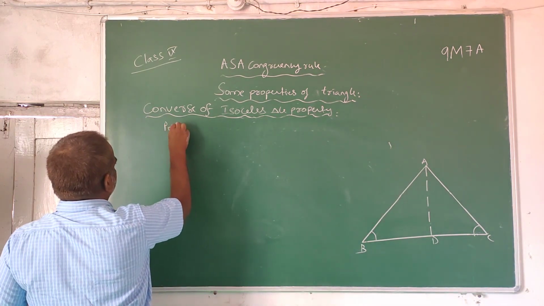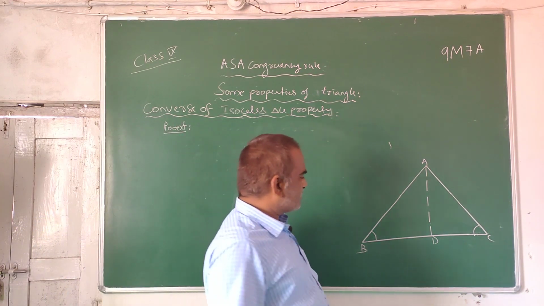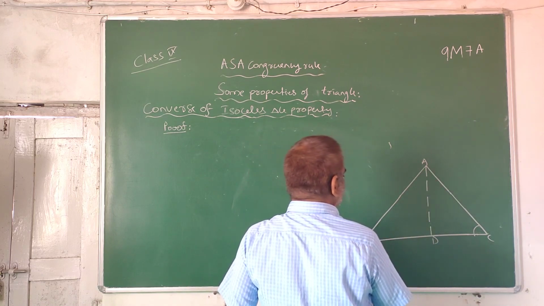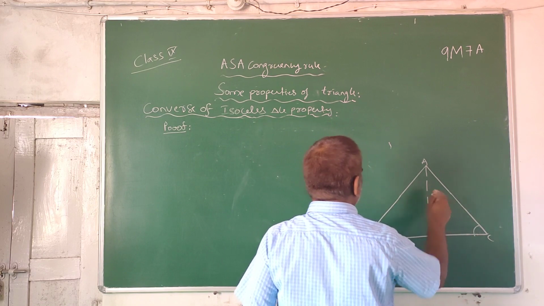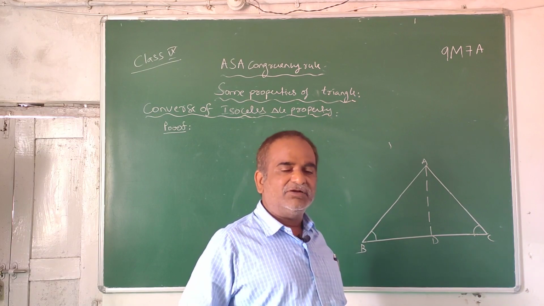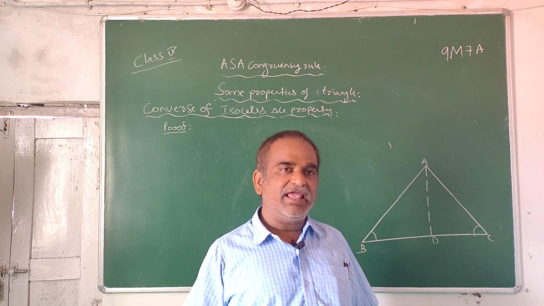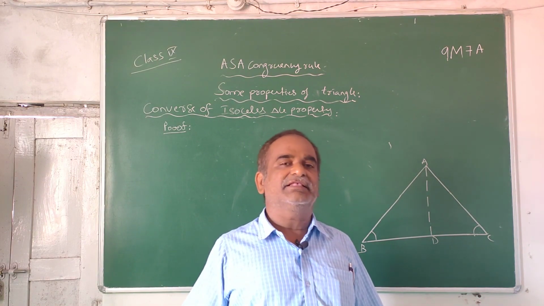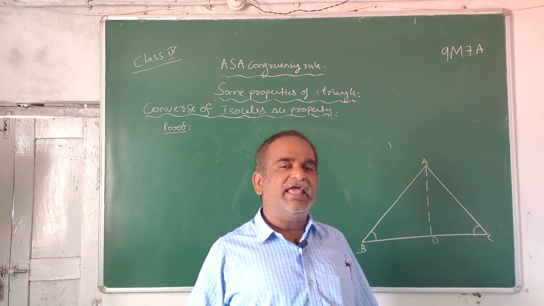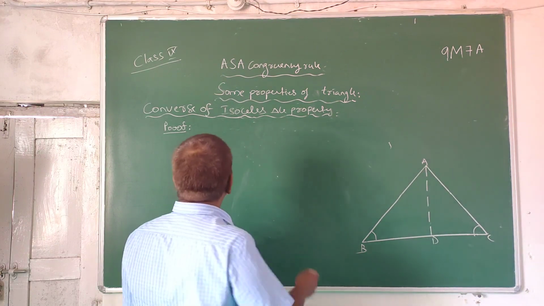Now proof. As far as the proof is concerned, you see this angle equal to this angle by construction, this angle equal to this angle by given, and AD is common side. So two angles, one side. Of course that side is not included between these two angles. So here it is not ASA, it is AAS. Of course AAS is also one of the congruency criteria. So in AAS, the side need not be included between the two angles. So here you see the proof.